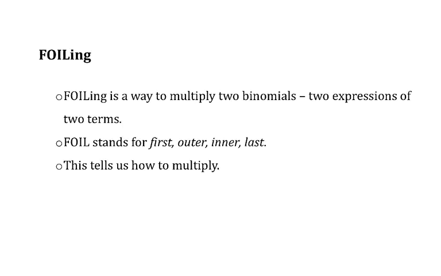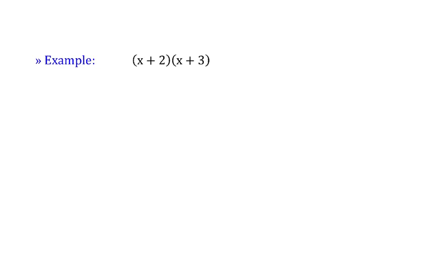So we're going to look at 3 examples of this process, and then in the next videos we'll talk about undoing this process. Our first example is x plus 2 times x plus 3. So to FOIL here basically means we're going to multiply our first term of x by our first term of x. So that takes care of the firsts.